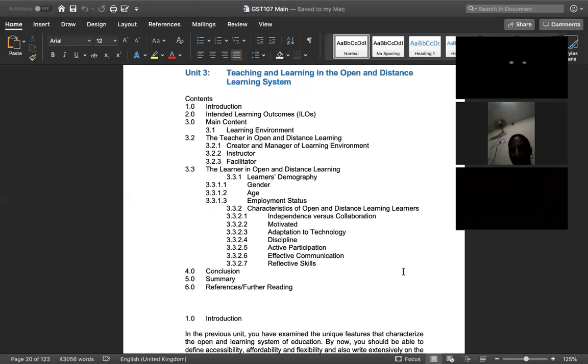The learning environment has to do with you as the learner. It has to do with the university and what the university can provide. Now, but let's talk about the teacher in the open and distance learning. Like I was saying before, the teacher is no longer the know-it-all. There are three things we give to the facilitator, to the teacher in the open and distance learning. One is the creator and manager of a learning environment.